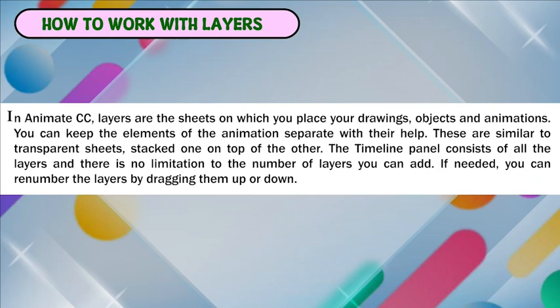How to work with layers. In Animate CC, layers are the sheets on which you place your drawings, objects, and animations. You can keep the elements of the animation separate with their help. These are similar to transparent sheets, stacked one on top of the other. The Timeline panel consists of all the layers and there is no limitation to the number of layers you can add. If needed, you can reorder the layers by dragging them up or down.